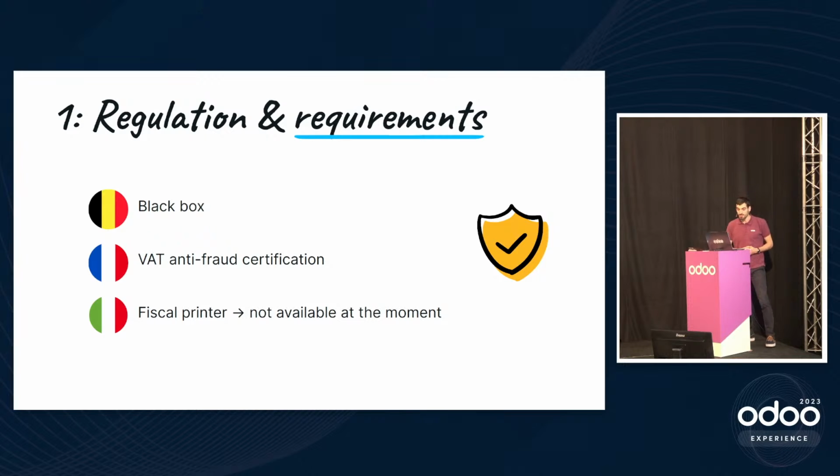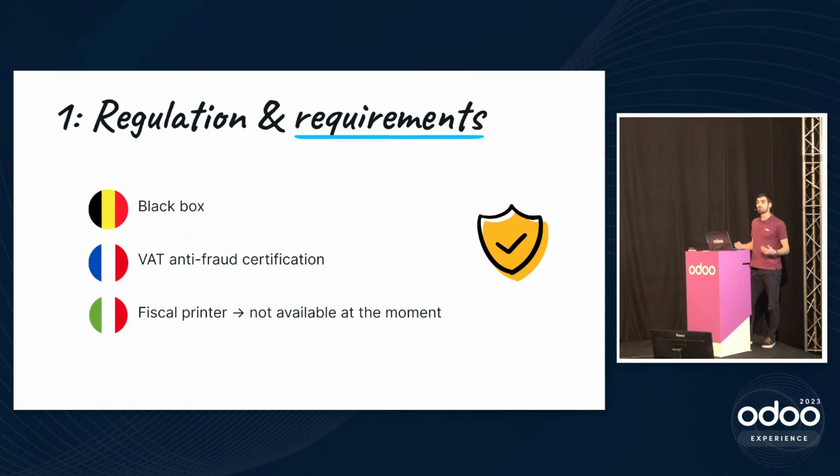Another case is the French market with the VAT anti-fraud certification. This is something where you don't need to do anything, you don't need to install anything, you just need to choose the fiscal position France, and automatically Odoo will install this module.